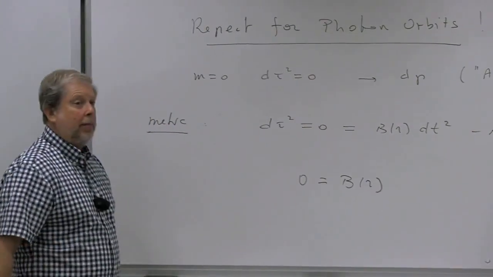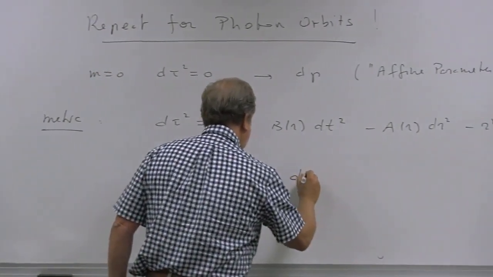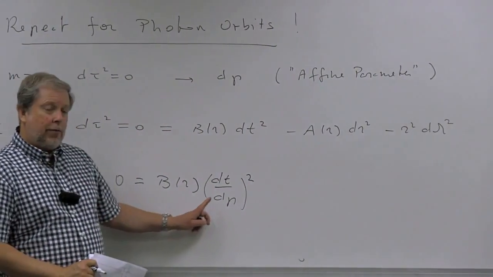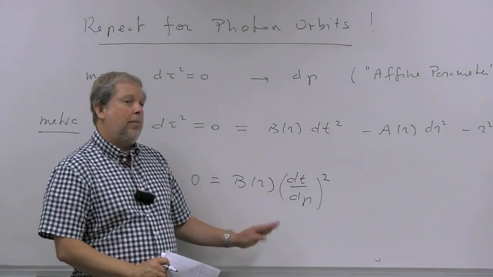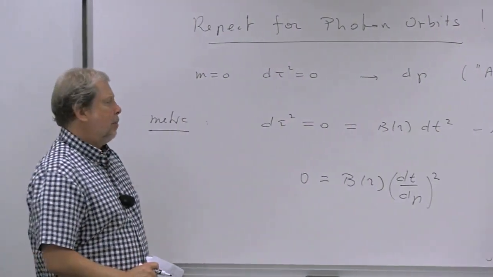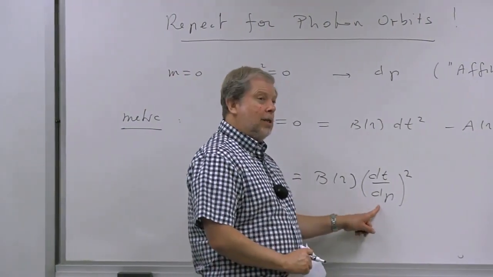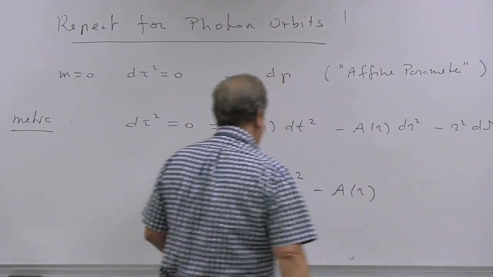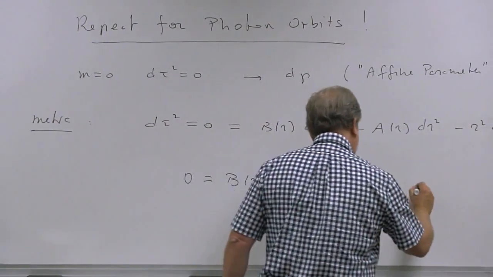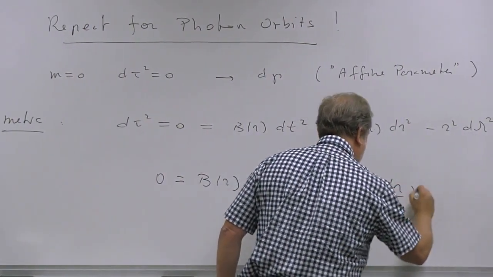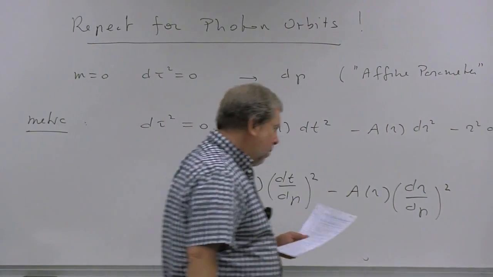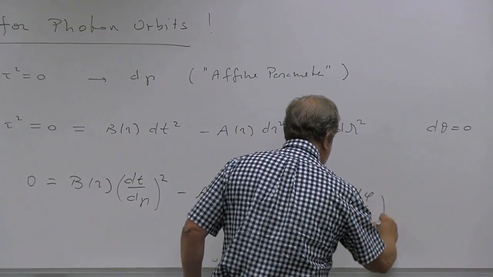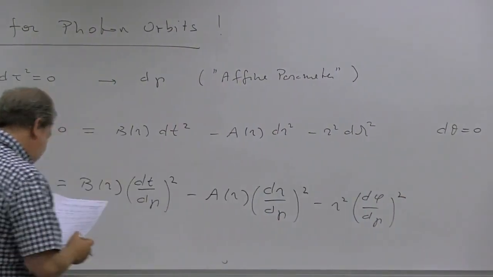Now we introduce this affine parameter, and we divide out through it. So we write this as dt by dp squared. Right? If the particle was massive, we could just divide dt by d tau, and that would be fine. And we get the equations that we discussed before by this method. But here we have this dp, right? And then we have minus a of r, and we have dr by dp squared. And then minus r squared d phi by dp, and that is again squared, right? And that is all there is to it.